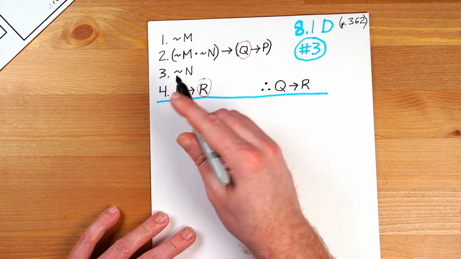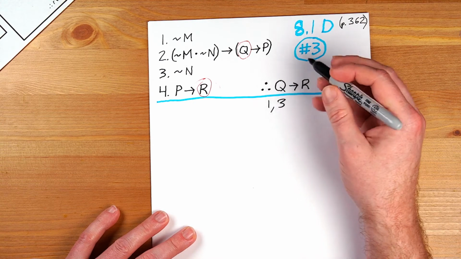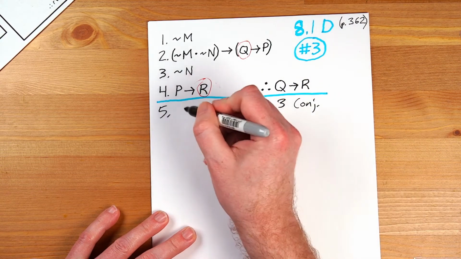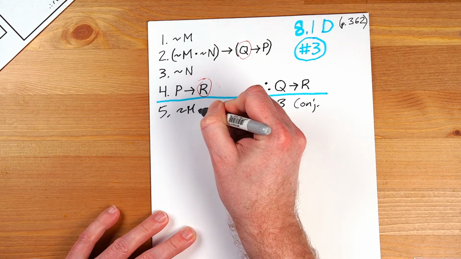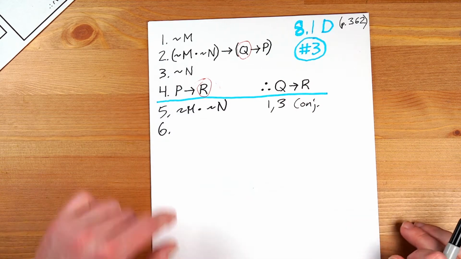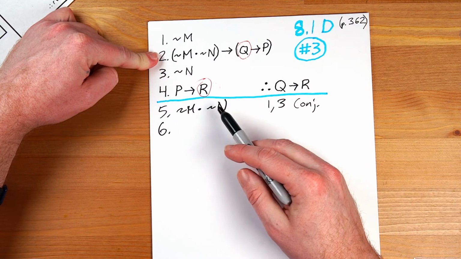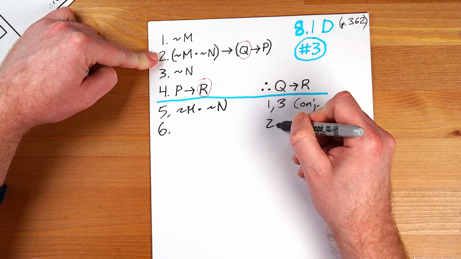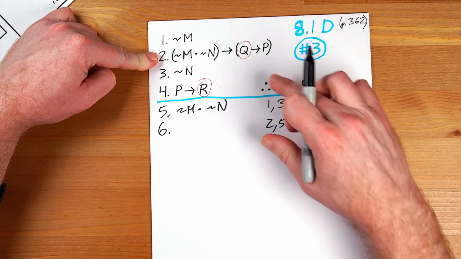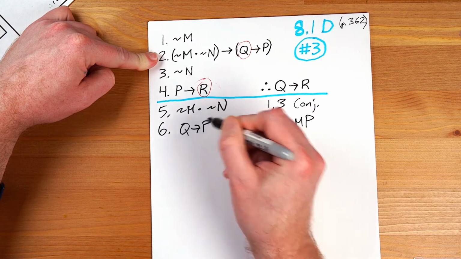So let's do that. We'll do line 1, line 3, conjunction, and that'll give us not M and not N. And that is what appears in the first part of 2. So now we can use line 2 with our new line 5, and we'll do modus ponens, and that's going to give us if Q then P.